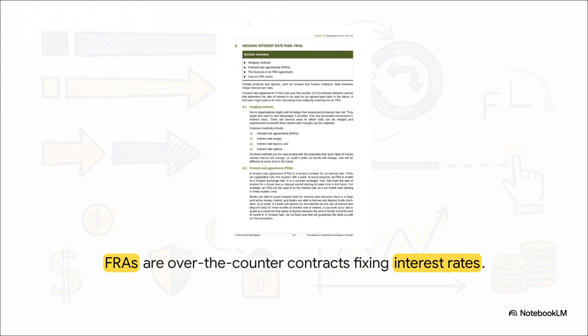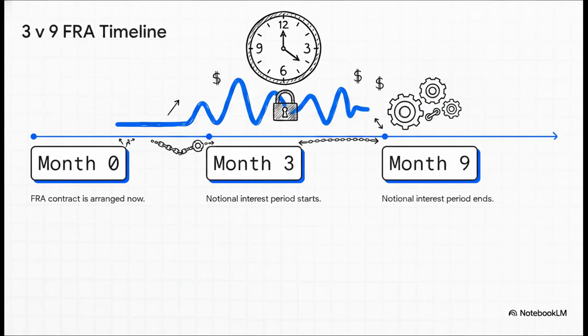Now, it's absolutely crucial to note that an FRA is based on a notional principal amount. You aren't actually borrowing the money through the FRA itself. You're just setting up a separate side contract that guarantees the interest rate on an amount that matches your actual planned borrowing. The naming conventions can seem a little weird at first glance, so let's break it down.